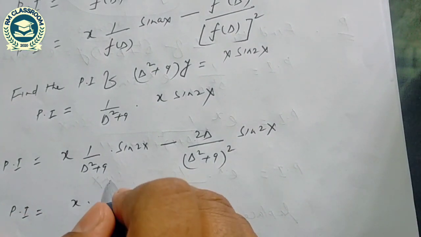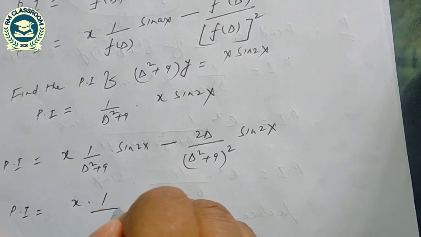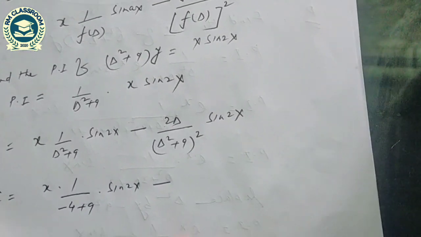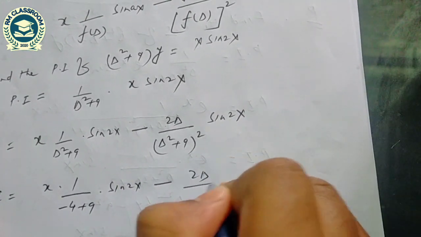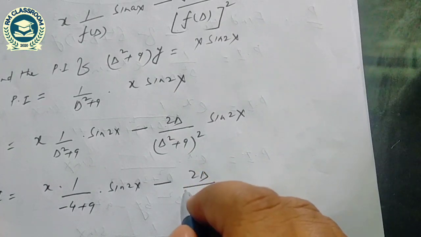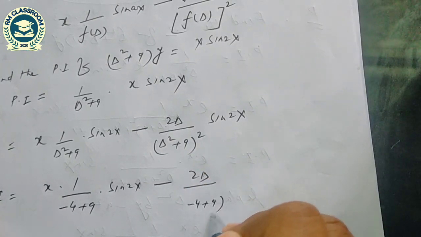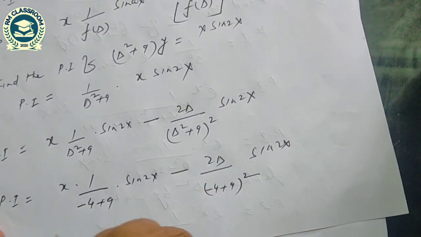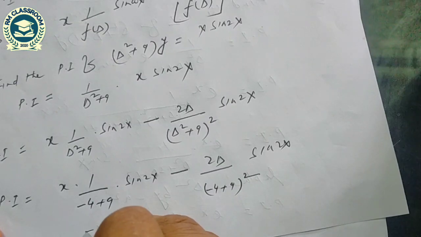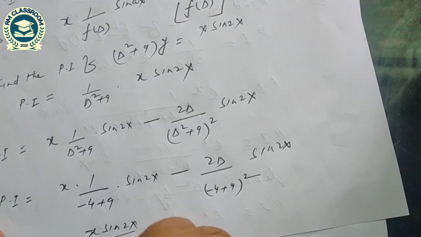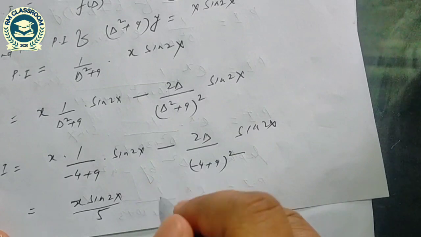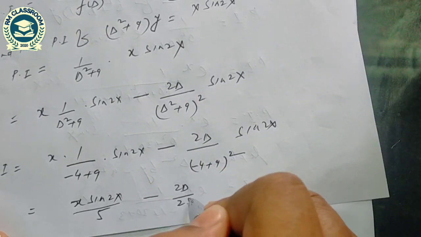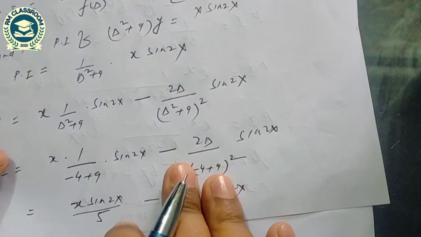X into, replace D square by minus 4, so 1 by minus 4 plus 9 into sin 2x, minus 2D divided by, replace D square by minus 4, so minus 4 plus 9 whole square, into sin 2x. So it is coming x sin 2x divided by 5 minus 2D by 25 into sin 2x.